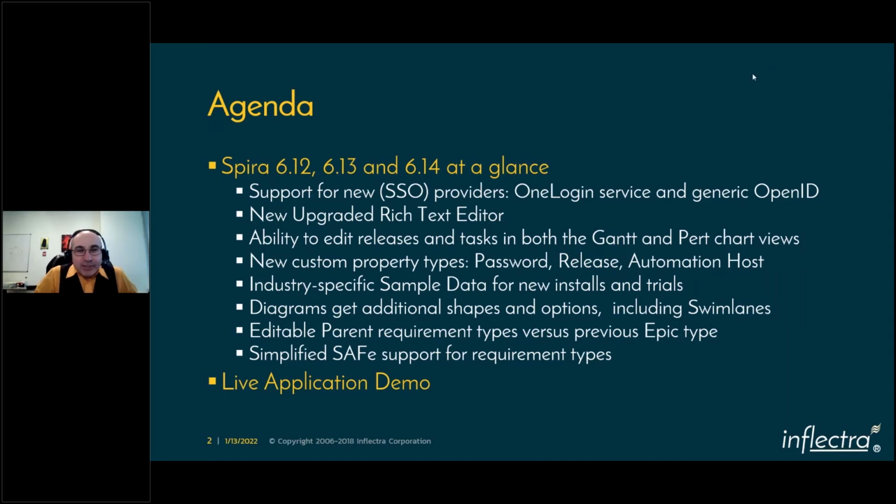In Spira 6.12, 13, and 14 collectively, we've done a few things. We first of all released some additional single sign-on providers, one for the OneLogin service, one for generic OpenID. I'll explain what that means. We also have completely relaunched and revamped the text editor. And we released an updated version in 6.13. We did find a couple of quirks with it, which we fixed in 6.14. And there's a few more things we'll be doing in 6.15 around performance, and I can explain that as well.